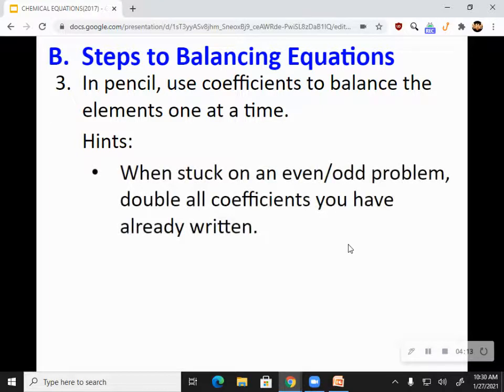When you're stuck on an even or odd problem, double all coefficients that you've already written, because that could be the difference. Remember that you have to count all of the oxygens on one side, all of the hydrogens, all the carbons, all of whatever element you're looking at, because sometimes they will be part of 2 different compounds, but you still must add them as the total number of that element in the equation.